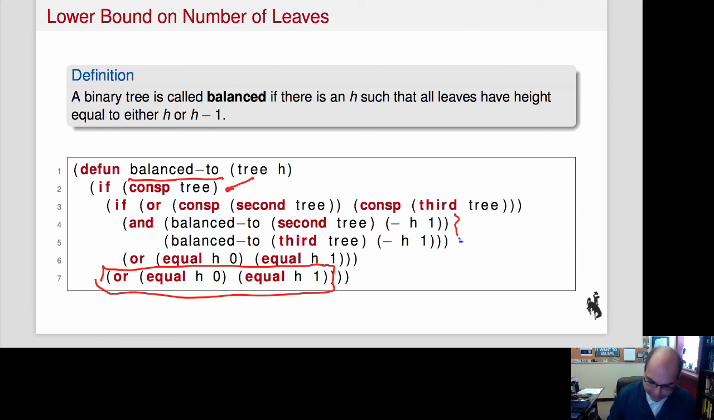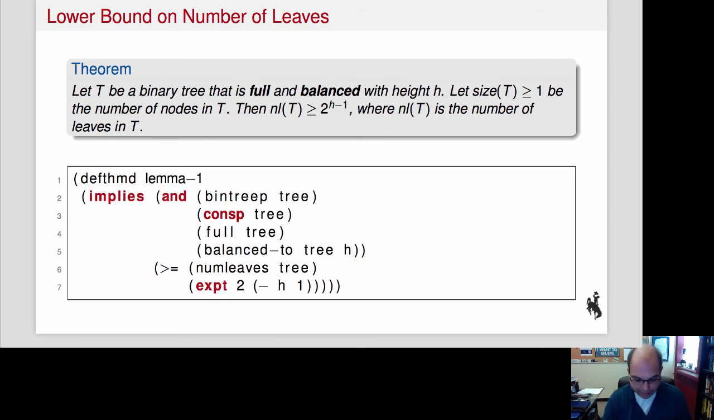Otherwise, I need this condition, right? And the condition simply says that we're balanced in the left branch and the right branch, okay? And that's the only way it'll work. So if I either have a left subtree or a right subtree, then both of those subtrees have to be balanced with respect to h minus 1, okay? And finally, if I'm looking at a leaf, then h has to be either 0 or 1. That's just like the empty case, okay? So that's what it means to be balanced with respect to one of these.